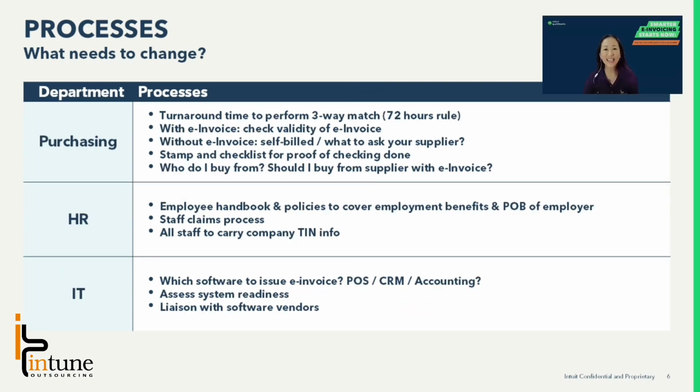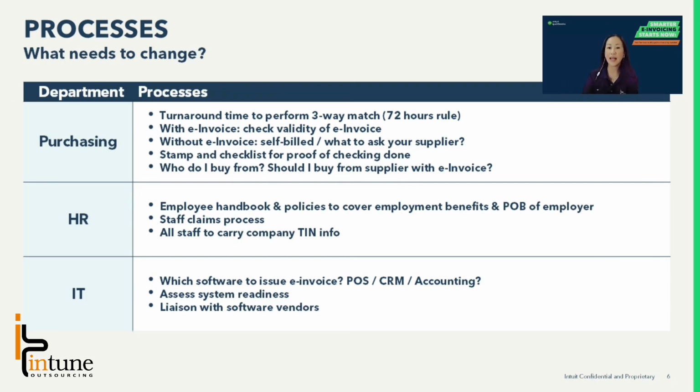Great. Let's look at the purchasing department, or we call it the procurement department. What are some of the processes that you should consider? Number one is the turnaround time to perform a 3-way match because of the 72-hour rule. So now you would probably be doing the matching of purchase order, delivery order, and supplier invoice. With e-invoice, you would need to check the validity of the e-invoice by scanning the QR code.